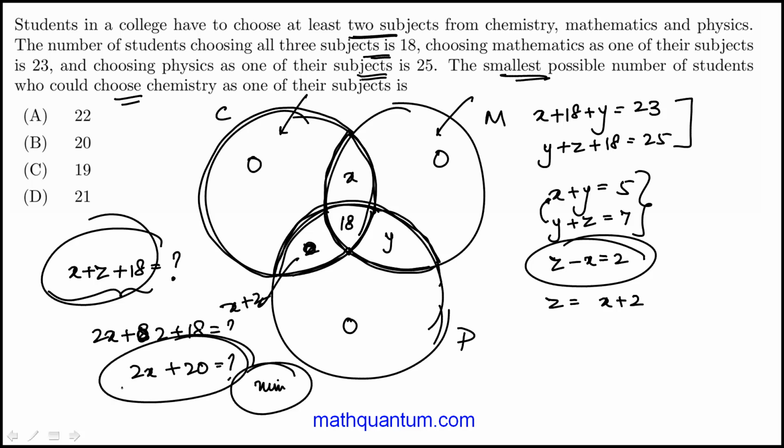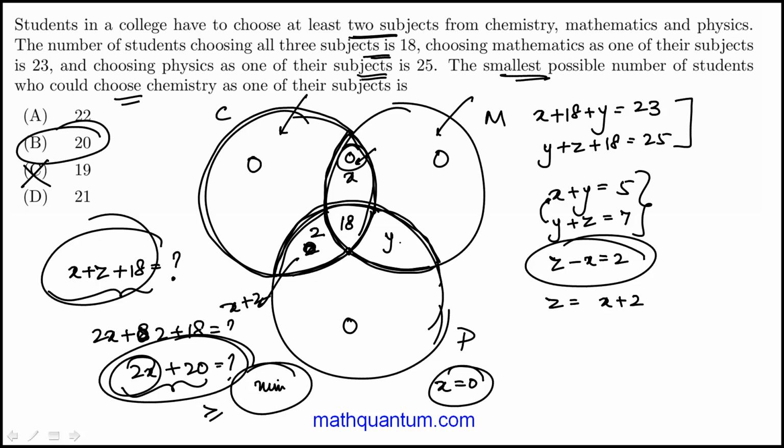So the question is, we know it has to be 20 or more. So we know immediately it cannot be 19. Now, can I make it 20? Can x be 0? Yes. I mean, if x is 0 here, then z would be 2. And in this case, there will be 20, which is really, if you just put x equal to 0 here, 20.